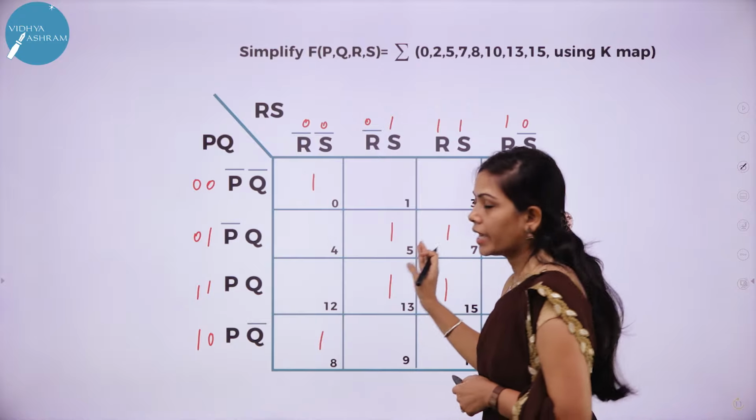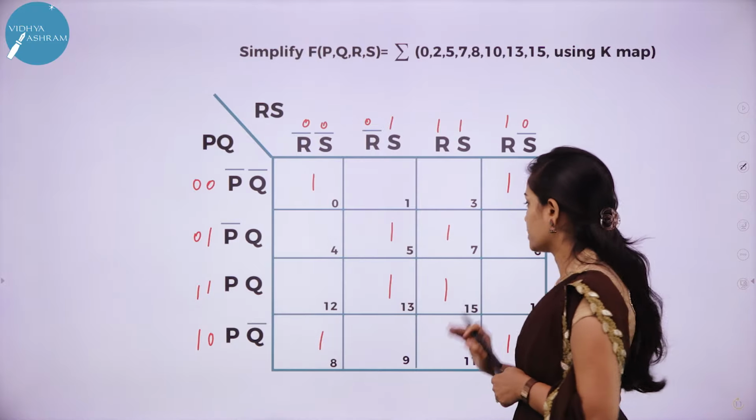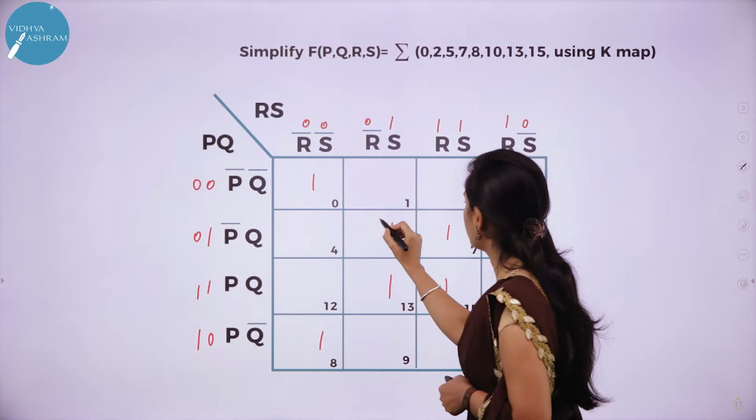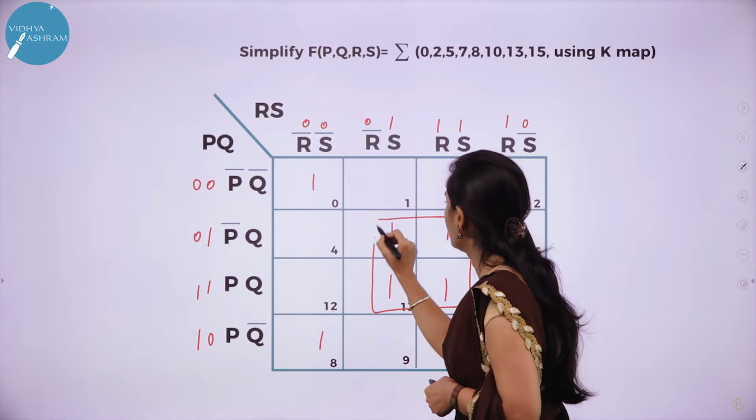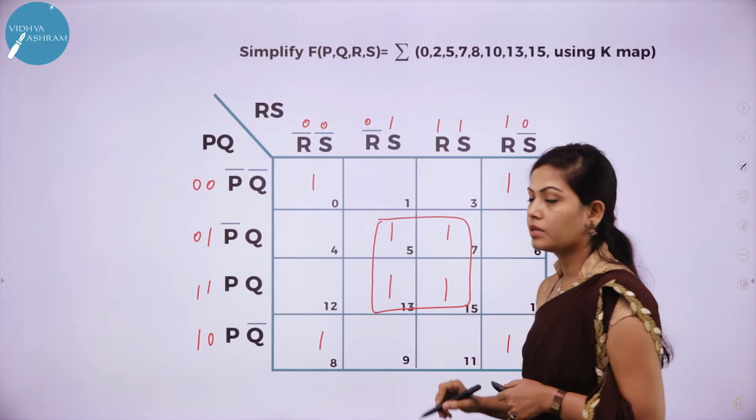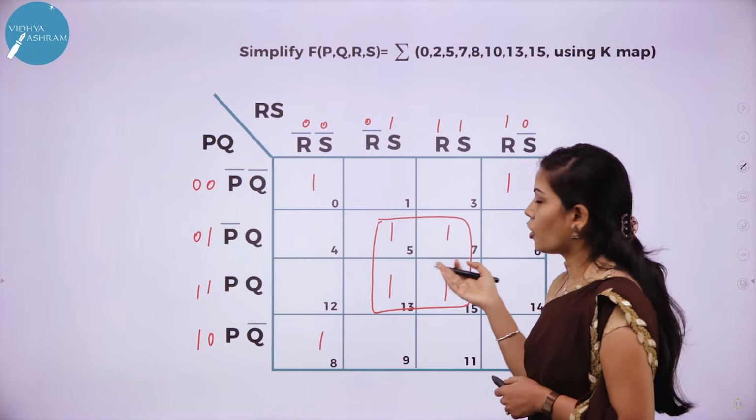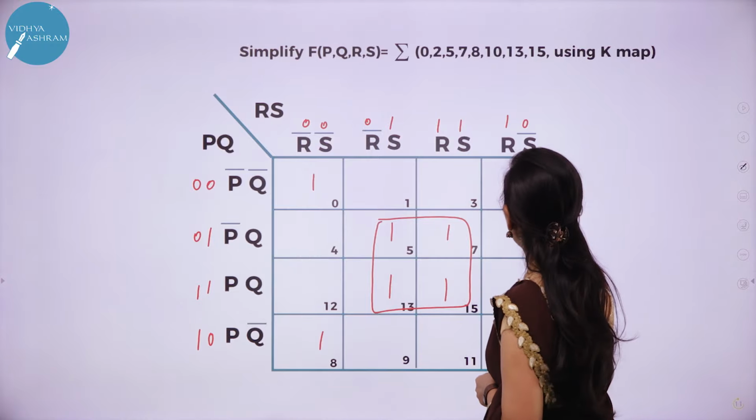So is there any octet? No octet. Is there any quad? Yes, we have one quad. Next, is there any other octet or quad? Yes, we have one more quad.